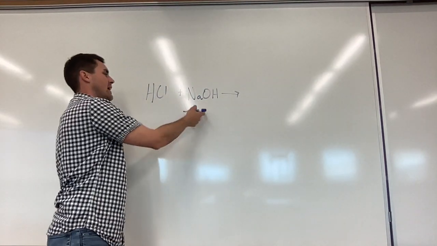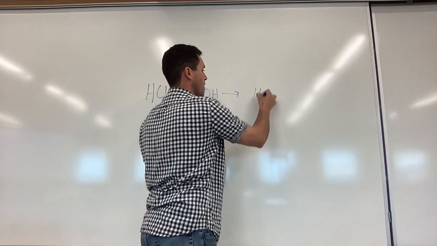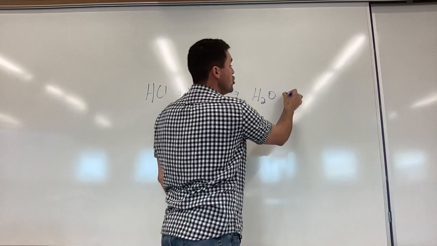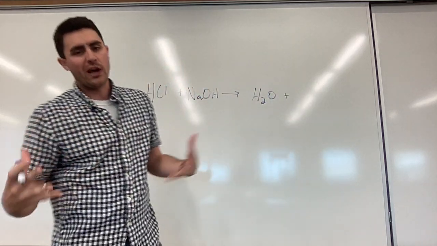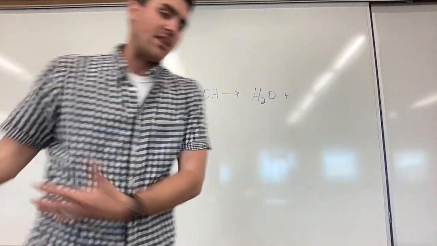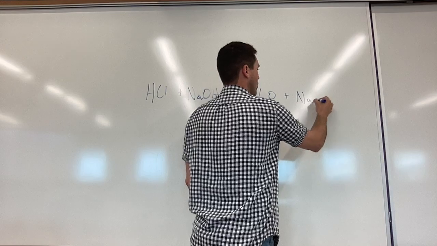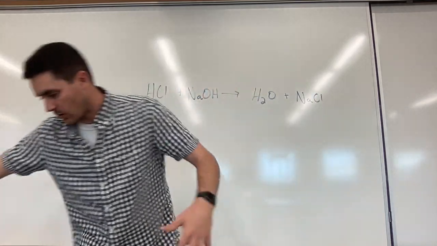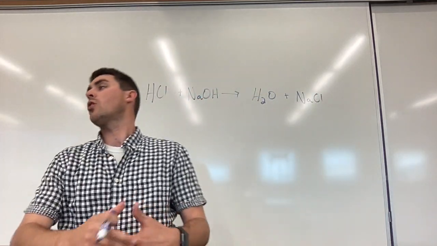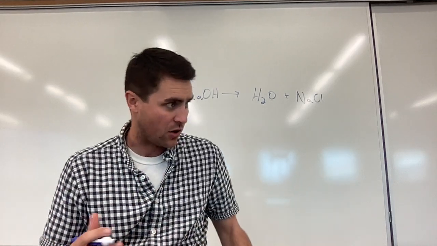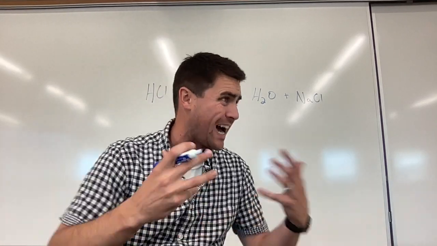Anytime we have an acid and a base get together, one of their products is water. They neutralize each other. They take away the acid property of the acid and the basic property of the base, and we're left with water and what we call an ionic salt. And you're saying, well, that is salt. It's sodium chloride. I don't mean salt like table salt, like Morton salt. I mean salt like an ionic compound.